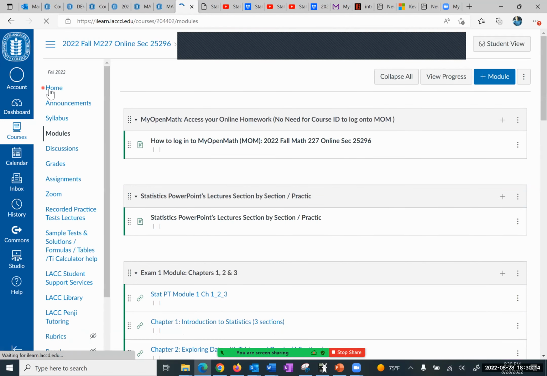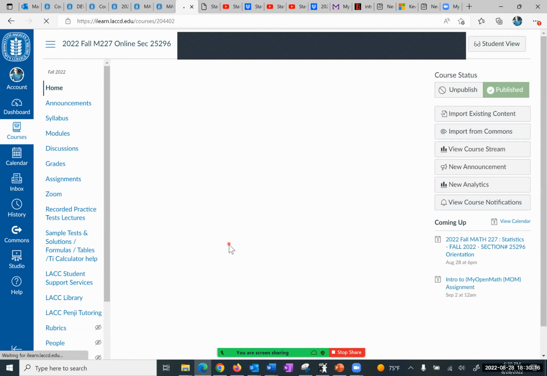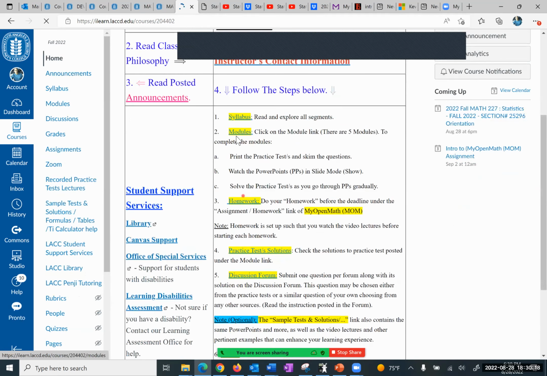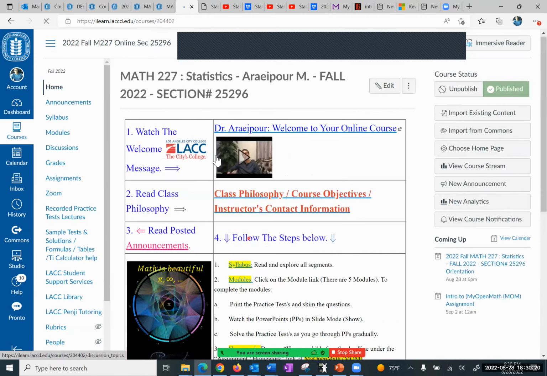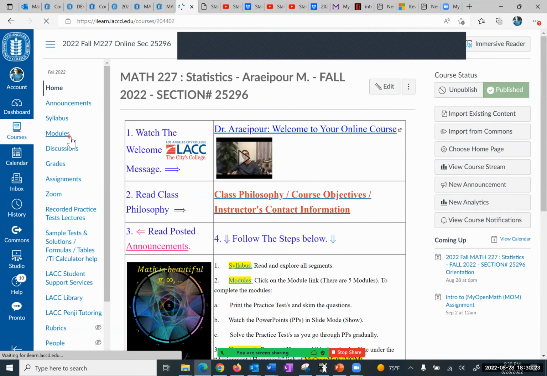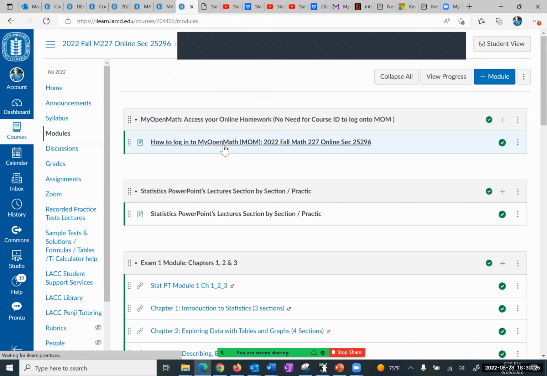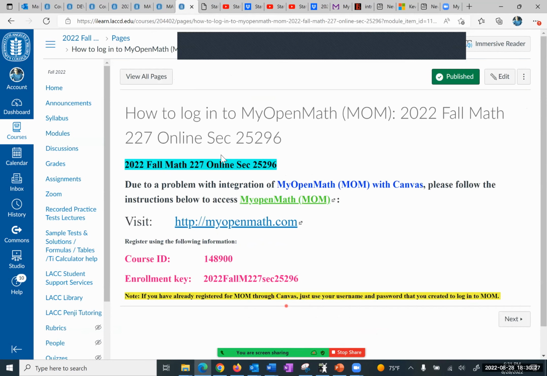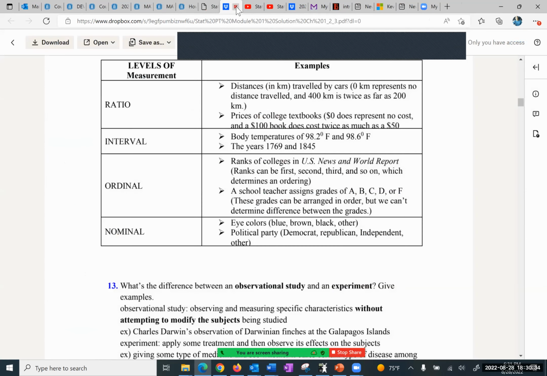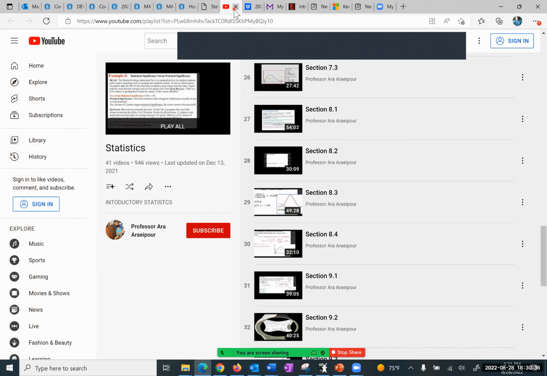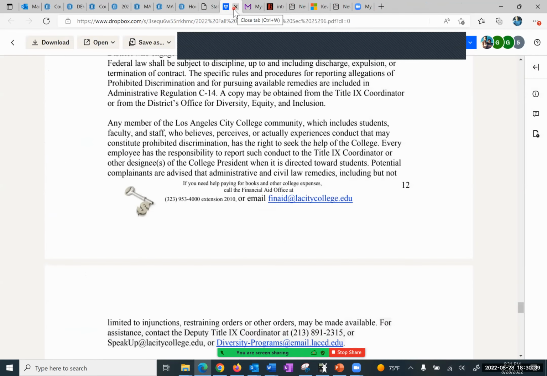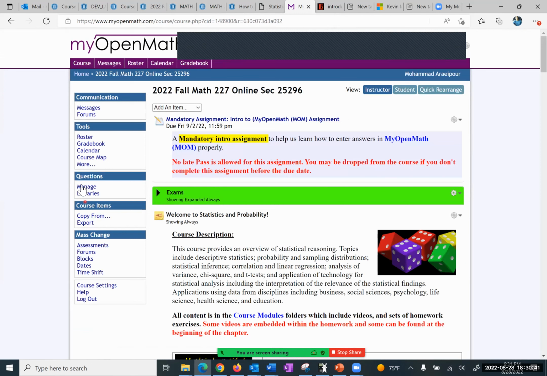So with that being the case, the last thing that remains is the homework, exam and so forth, which is through my open math. And again, under the modules, the very first one, if you click, it tells you what you need to register. So that's what I'm going to register right now. So I go through the process and I register. And when I'm registered, completely done, it takes me to this website by my open math.